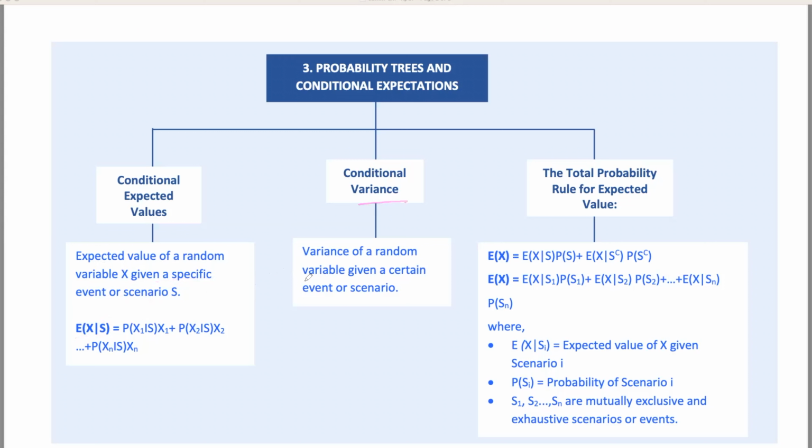Conditional variance measures the variability of a random variable given that a specific condition or scenario has occurred. The total probability rule calculates the overall expected value of a random variable by summing the expected values of all possible scenarios, each weighted by their probability. It's like saying, given all possible situations, what's the average outcome we can expect?